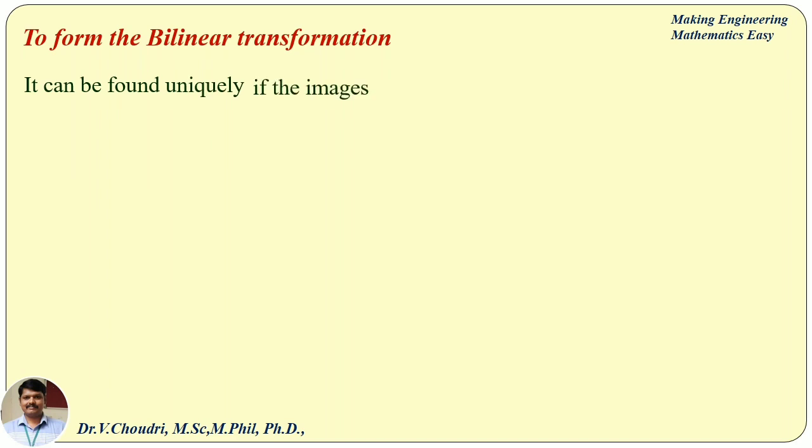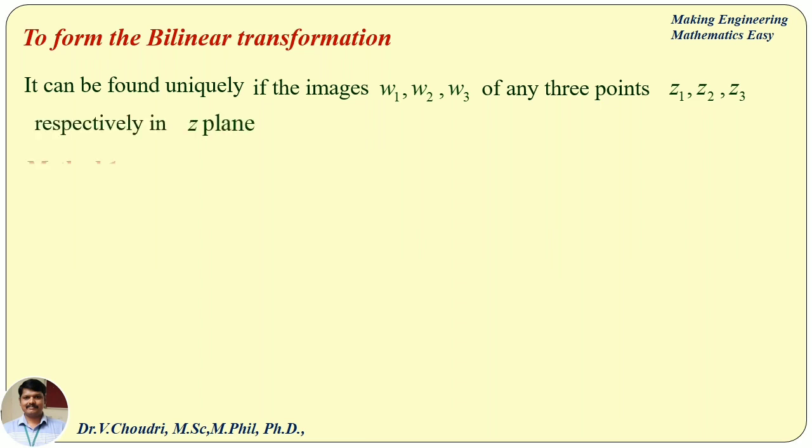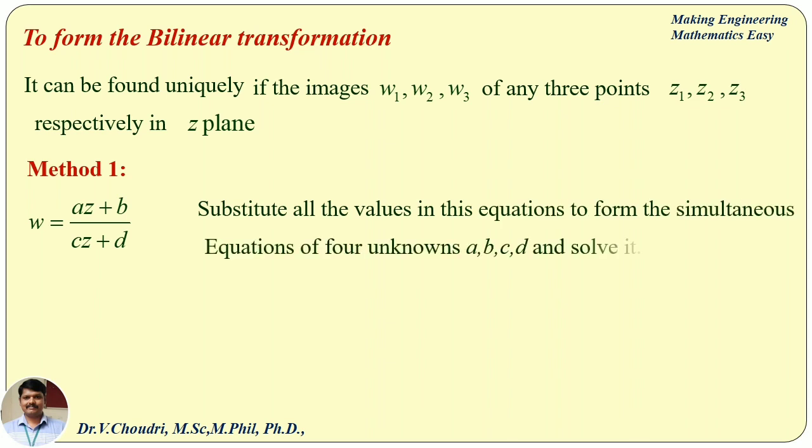Now let us see the important topic to find the bilinear transformation. The required thing is 3 points in the Z plane and corresponding images in the W plane. It can be easily found uniquely if the images W1, W2, W3 of any 3 points Z1, Z2, Z3 respectively in the Z plane are given. Now method number 1. Taking the bilinear transformation as it is, (AZ plus B) divided by (CZ plus D), we substitute all the points in this equation to form simultaneous equations with the 4 unknowns A, B, C, D. And after solving these equations, you may get the bilinear transformation.